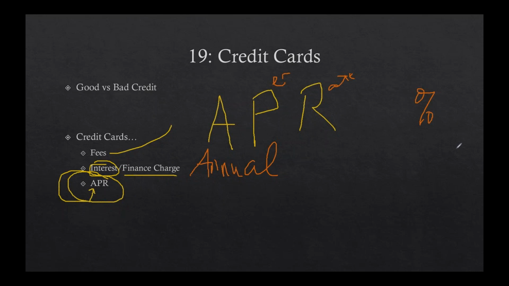Now, when you make credit card payments, do you only make a credit card payment once a year? Because that's what annual means. Annual means once a year. No, how often do we make credit card payments? Monthly. Exactly. So when you're dealing with this and you're finding finance charges, mathematically, if we have an APR, how can we change an APR, an annual percentage rate, into a monthly percentage rate? Because that's what we want to do. We want to find a finance charge per month, not per year.